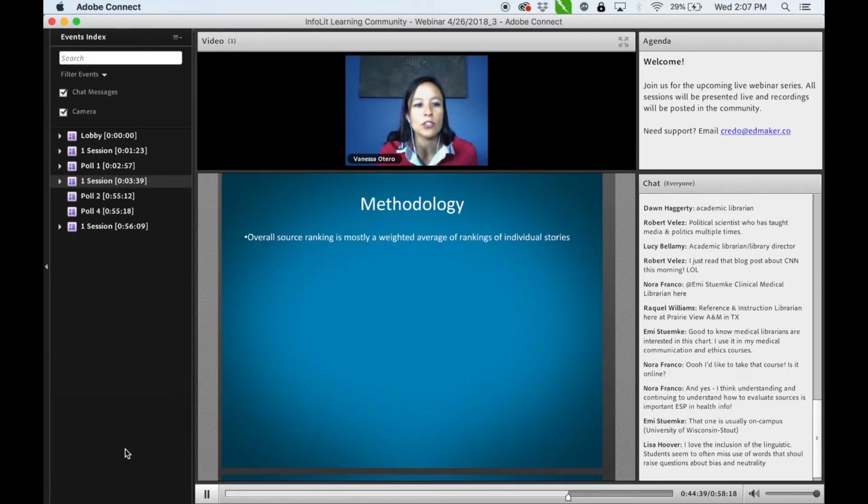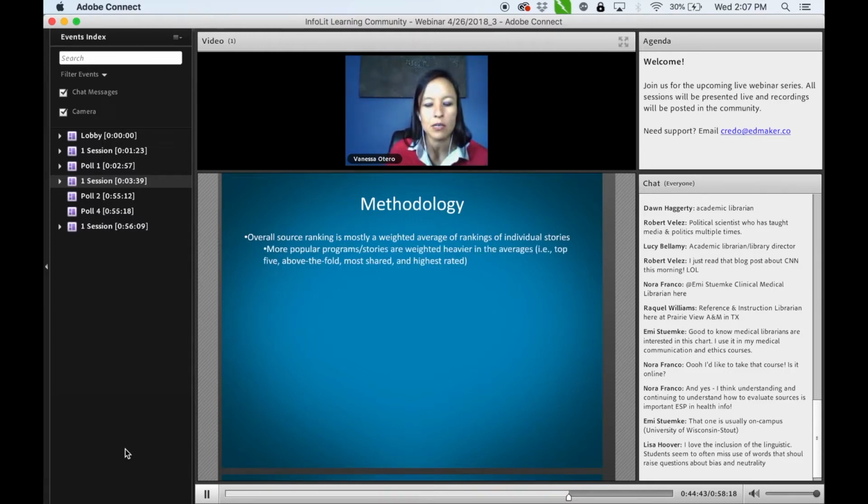So the overall source ranking is mostly a weighted average of rankings of individual sources. I'm going to start moving faster because time is kind of flying by here. The more popular programs and stories are weighted heavier in the averages, so like the top 5 most popular stories of the day, ones that are above the fold, ones that are most shared and the highest rated. And then other factors weight certain news outlets upwards, such as the number of journalists and the time in existence, but not necessarily their viewership.